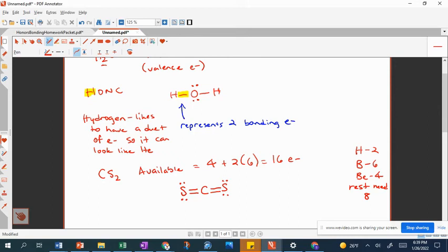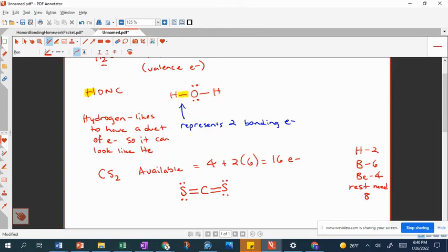We also check to see if we're satisfying the octet rule for each. So we see that sulfur has 2, 4, 6, 8 electrons. Carbon has 2, 4, 6, 8 electrons. This sulfur has 2, 4, 6, 8 electrons. So everything satisfies the octet rule. We're satisfying the Honk rule, and we're using the right number of electrons.